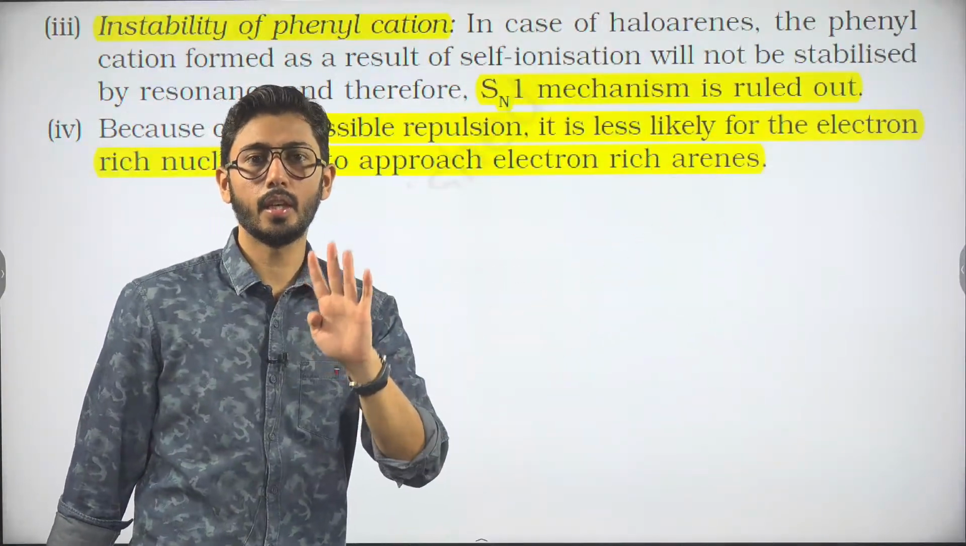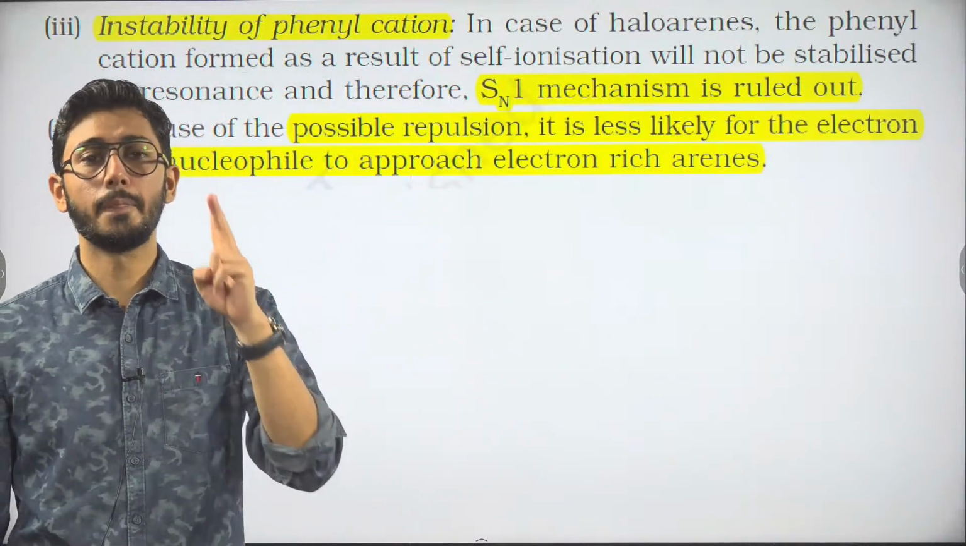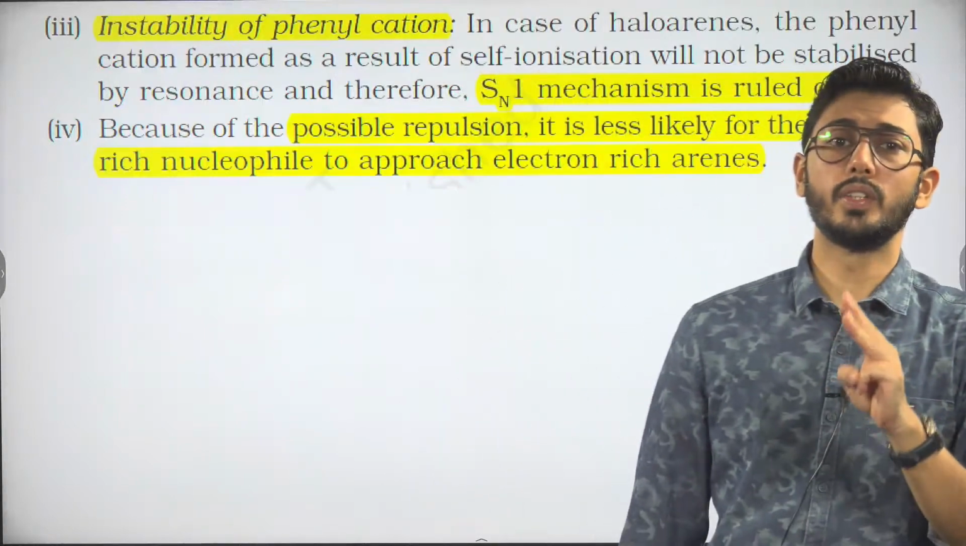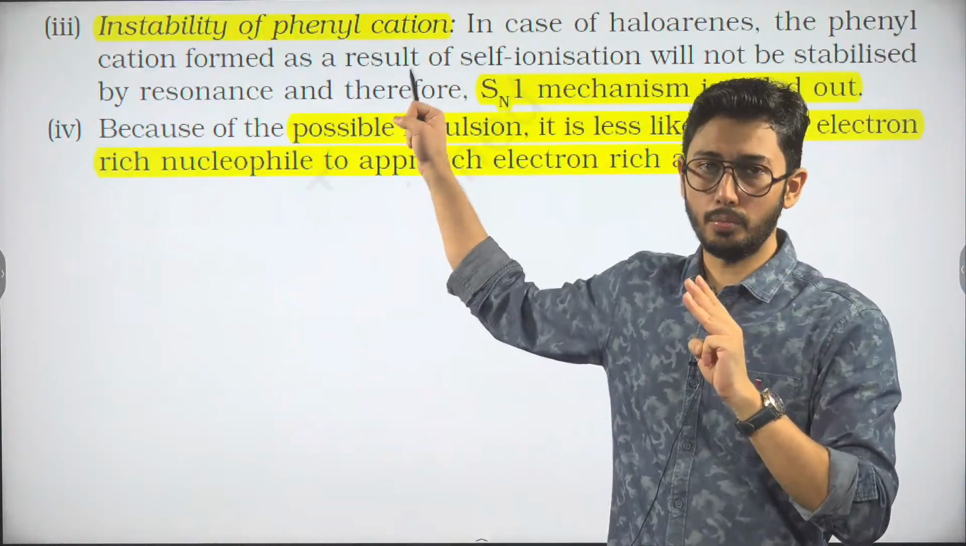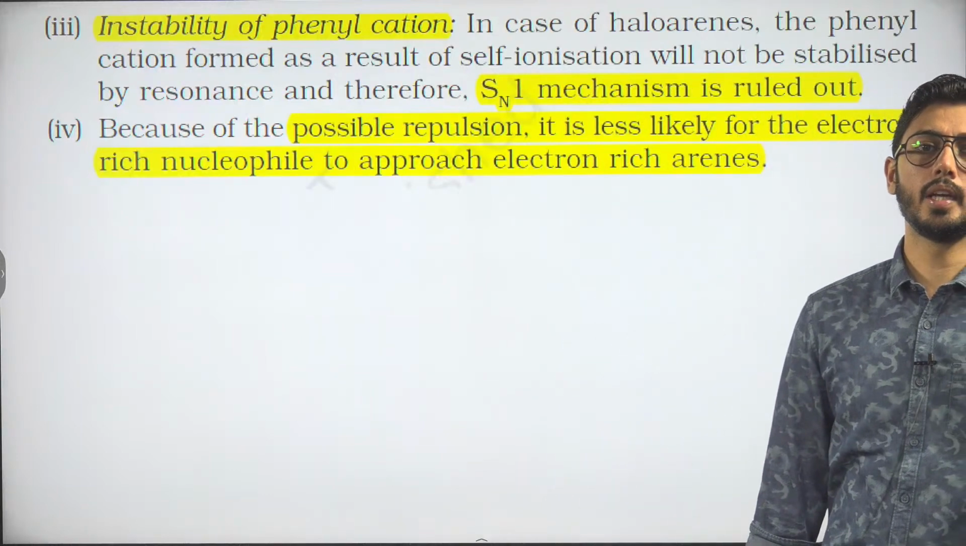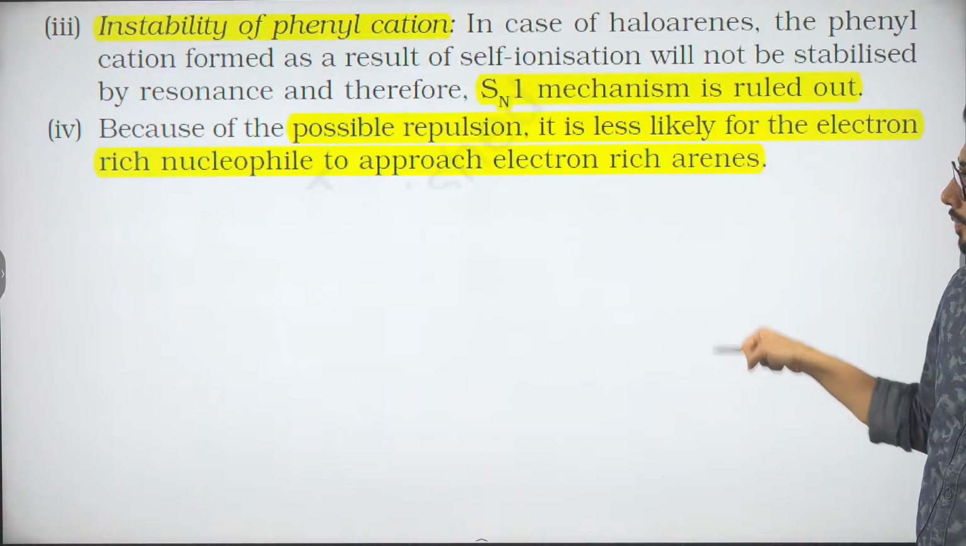So how many reasons are there? 4. First, partial double bond character due to resonance. Second, hybridization of the carbon involved. Third, instability of the carbocation. What's the name? Phenyl carbocation. And fourth, electronic repulsions between the incoming nucleophile and the electron-rich benzene or arene ring.